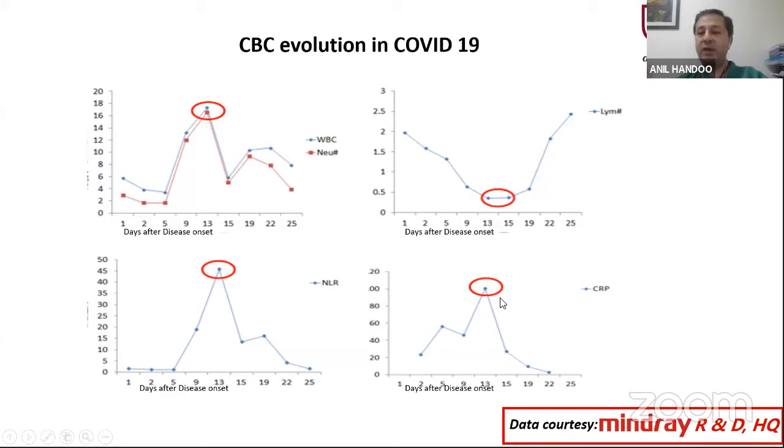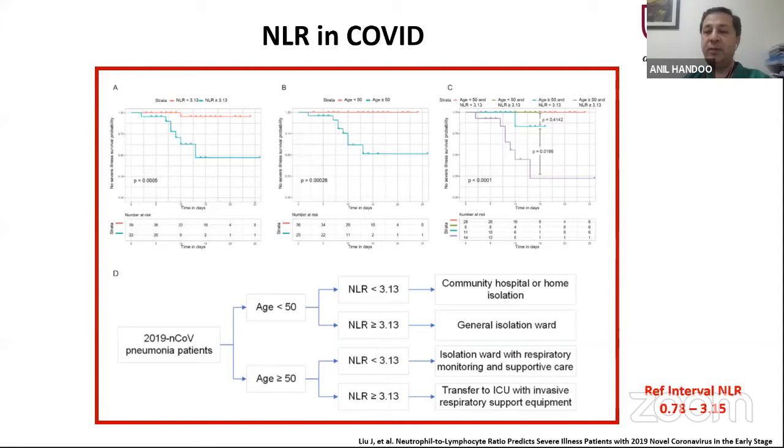So this is very characteristic data which is coming out for all these patients of COVID, and this is coming from a typical hematology analyzer. There is also very interesting information coming about neutrophil to lymphocyte ratio in COVID-19. And this is one paper which I'm quoting in front of you, where they have actually looked at segregating patients of pneumonia, COVID-19 pneumonia, based on the age, and then subsequently based on the NLR, and actually isolated the patients.